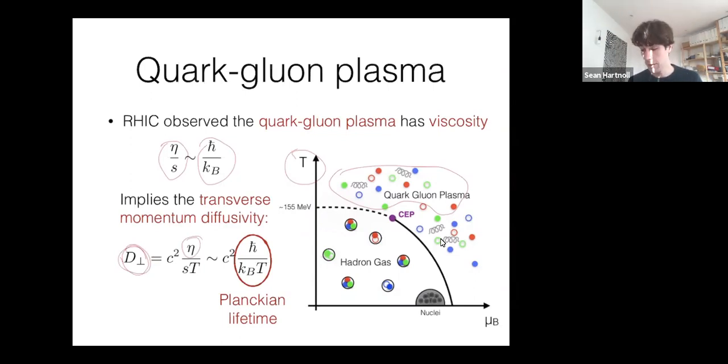So in fact, in a relativistic theory, this is the formula: the diffusivity is c squared times eta over s. And eta over s being hbar over kBT is the same as the diffusivity being c squared times this Planckian time. Of course, c is the characteristic velocity for a relativistic system, and so we think of the diffusivity as a velocity squared times a time. This is equivalent to saying there's a Planckian time in the quark gluon plasma.